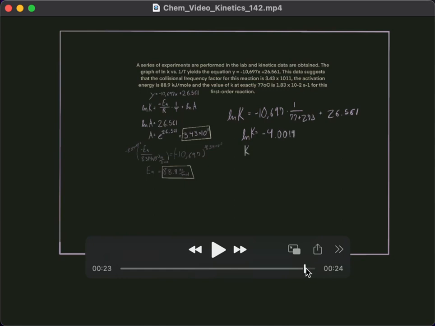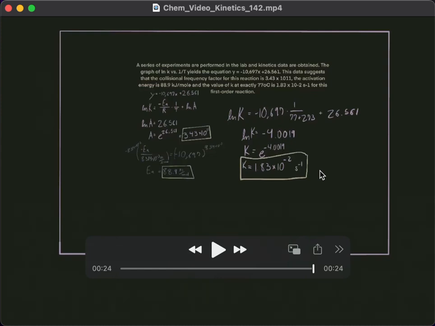Just like we did with A, you raise everything to the e, so ln K goes to just K. On the other side, you get e to the negative 4.0019. Now you just solve, and you get K equals 1.83 times 10 to the negative 2 seconds to the negative 1, or 1 over seconds.